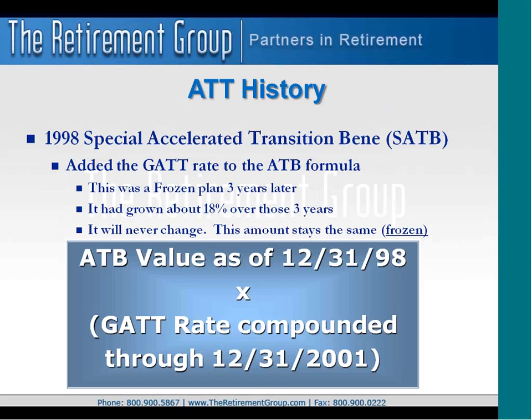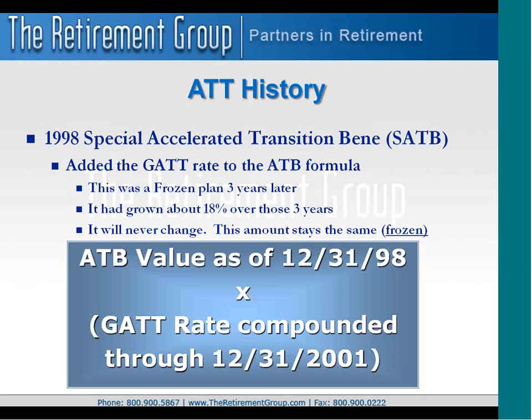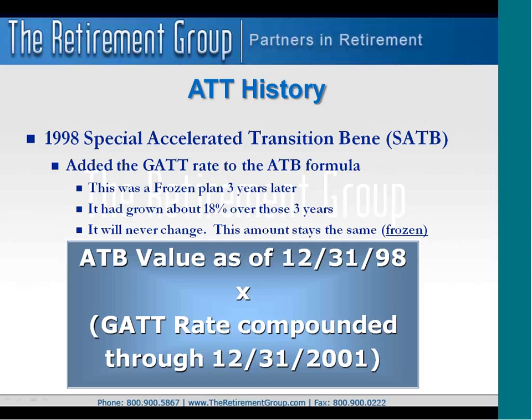It was almost 6% at this time, and what this resulted in was over the next 3 years, people who qualified for this special ATB, their pension increased 18% over the 3 years, and then the company froze this plan as well. So both of these plans still exist today. They are both frozen, but some of the employees, especially on the West Coast, will fall under this plan, so it's important that we know it. And as you can see, the formula here is exactly the same as the ATB, except that it's grown by the GAT rate for 3 years.